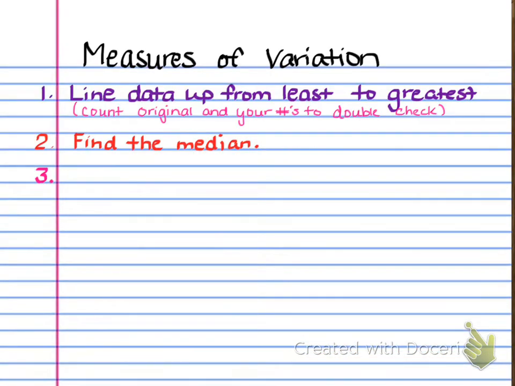On that second sheet of paper that I asked you to have out, you want to go ahead and write measures of variation. Step 1 is to line up the data from least to greatest. Count original and your numbers to double check. So what I'm saying is count the numbers you were given and count the numbers you wrote down just to make sure you got them all before you start finding any of the numbers or any of the calculations. Then step 2 says to find the median.